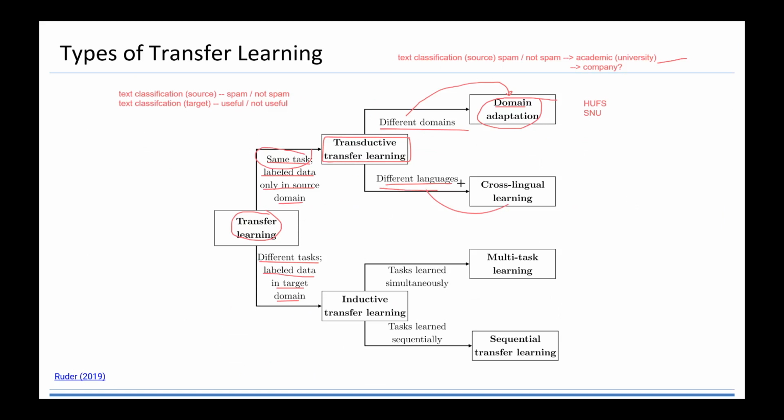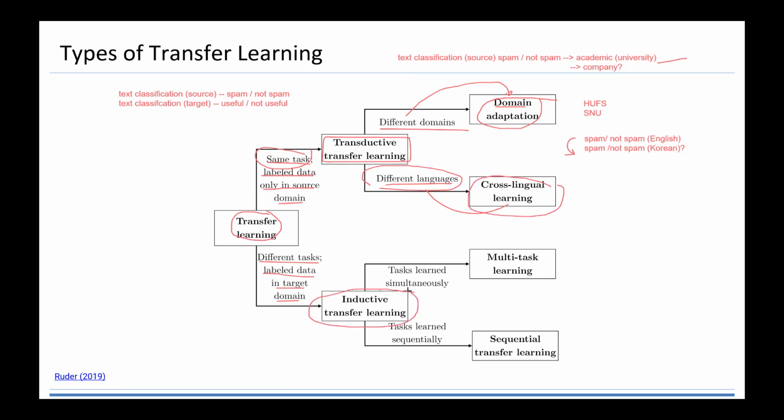The other is different languages. It means, if you have text classification, spam or not spam, using English, and you want to detect spam and not spam using Korean, because maybe in Korea it's difficult to detect. So we want to get the data from the English data and transfer it to Korean. And we need to use a method about cross-lingual learning.